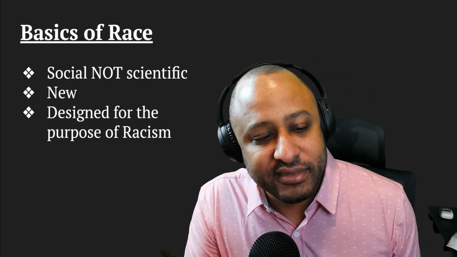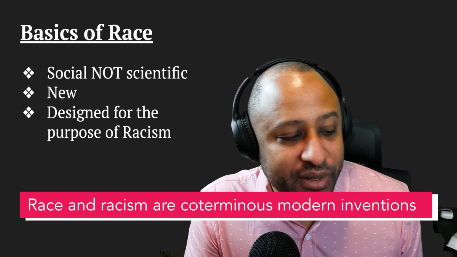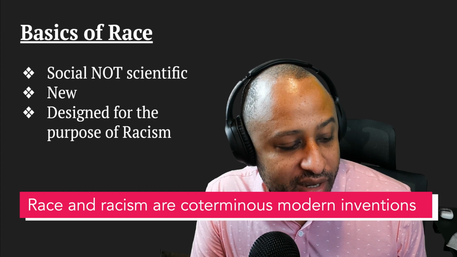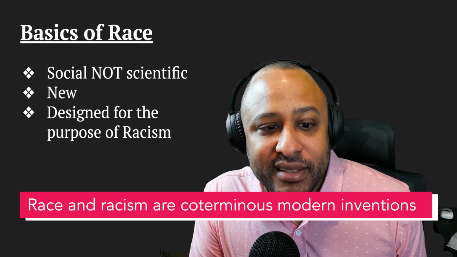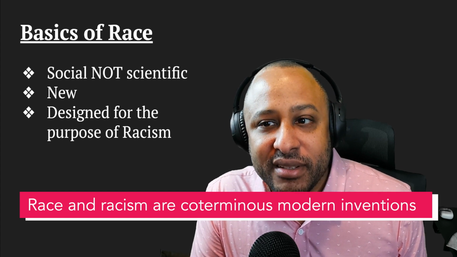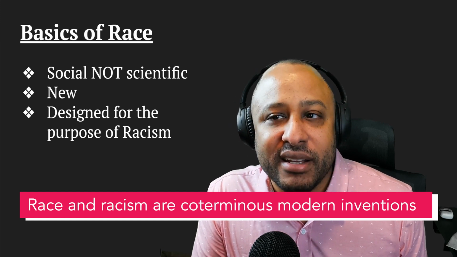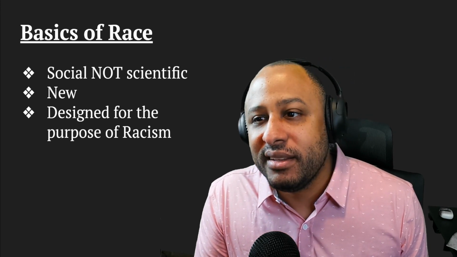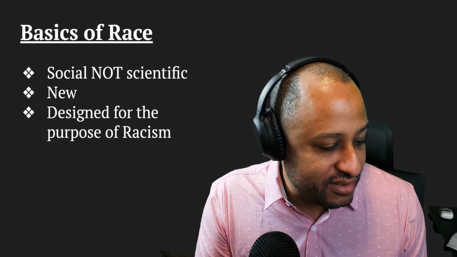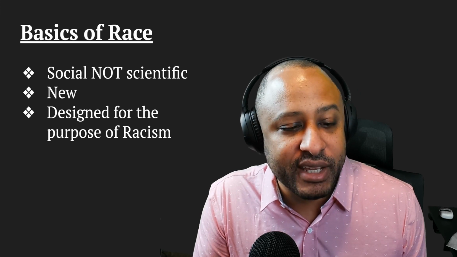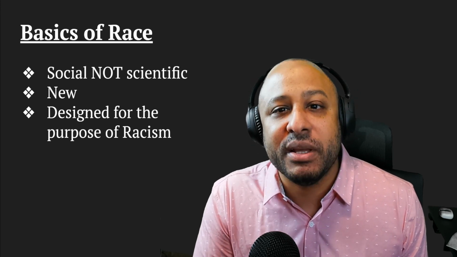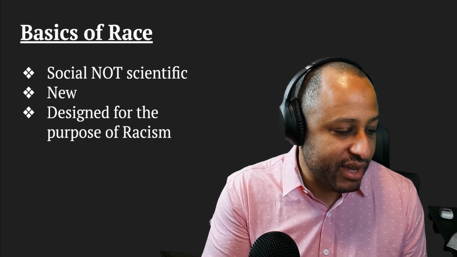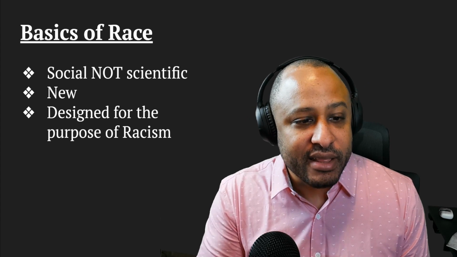Other thing that is equally important to the other three is that race is designed for the purpose of racism. The two are invented at the same time for purposes of justifying colonialization, slavery, segregation, apartheid, every other kind of discrimination you can think of. It was designed. It was a fictional category based on a fictional science for the purpose of justifying the inhumane treatment of other people. That's it.